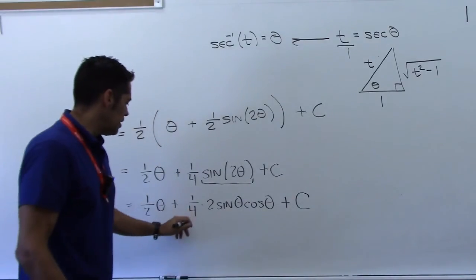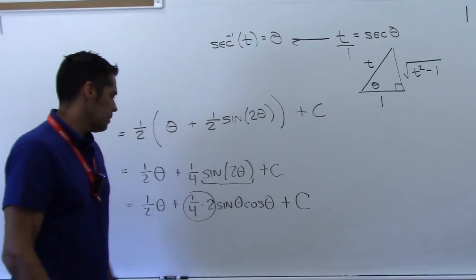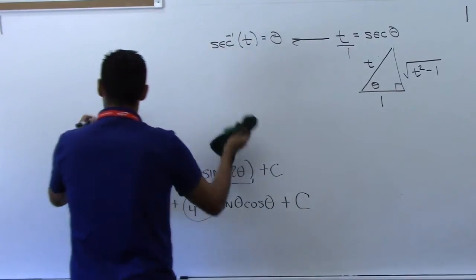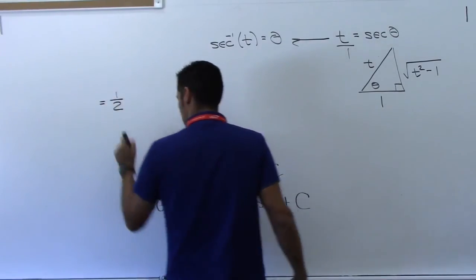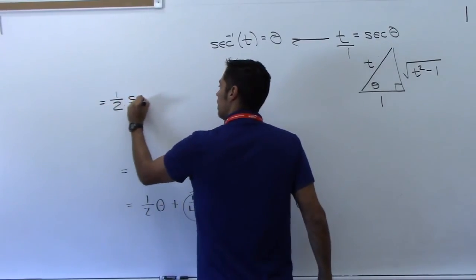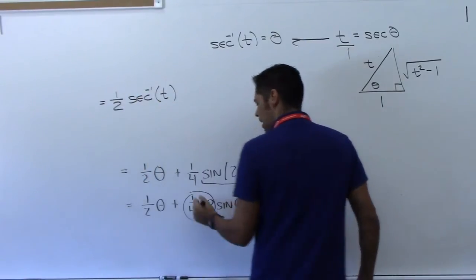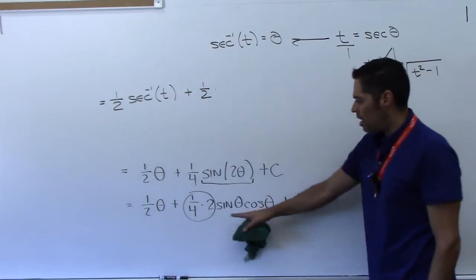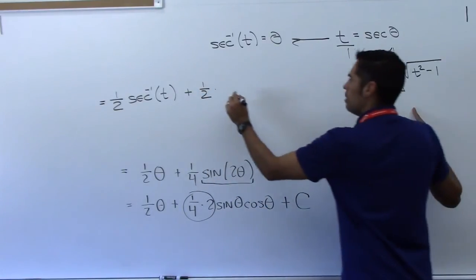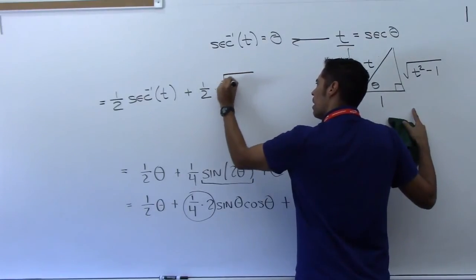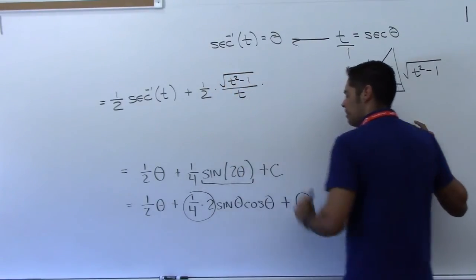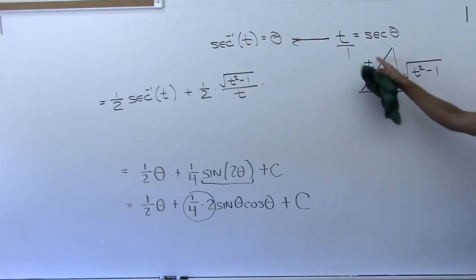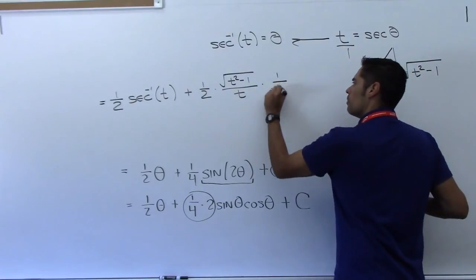But all right, so here we get, hey, we got our 1/2 back. Didn't we? All right, so where are we at? Let's get an answer up here. We have 1/2 theta. Theta was secant inverse of t. And then we have 1/2 again, plus, now, all this information. Sine theta, going off my triangle, that's just root t squared minus 1 over t times cosine theta, which is 1 over t, plus a constant.